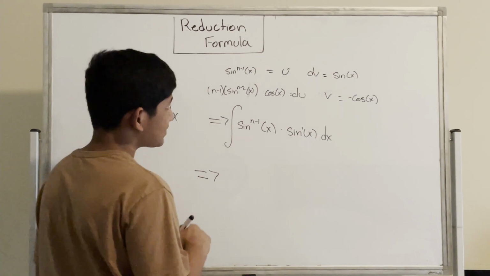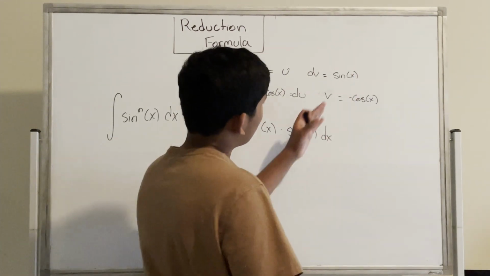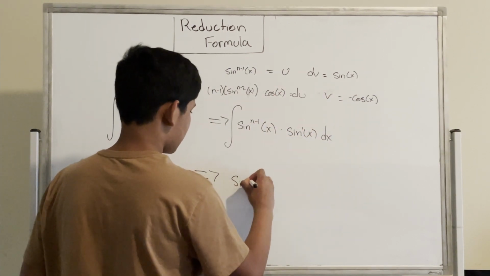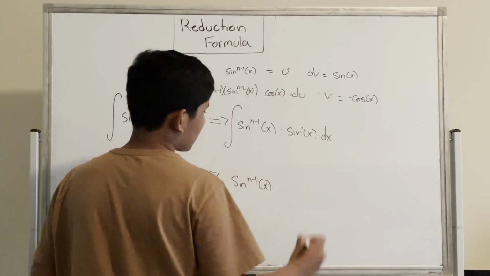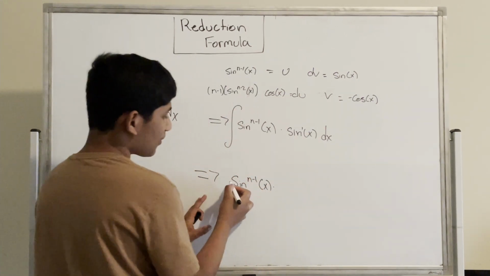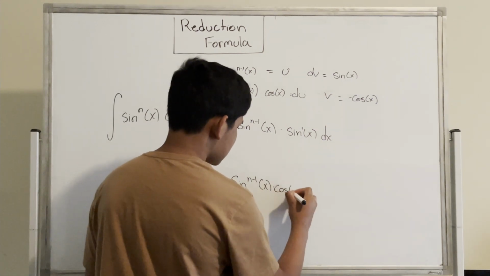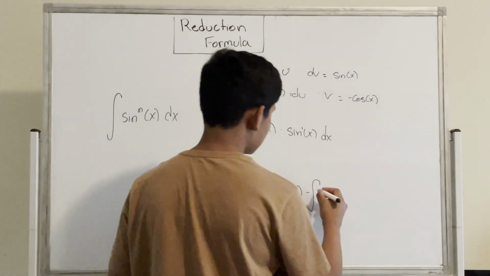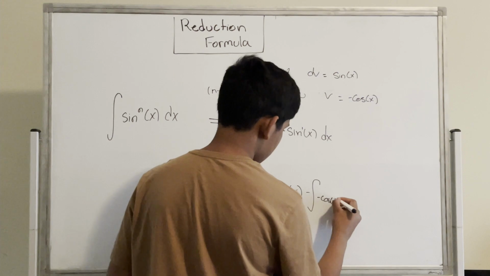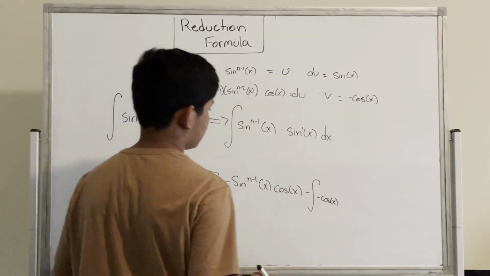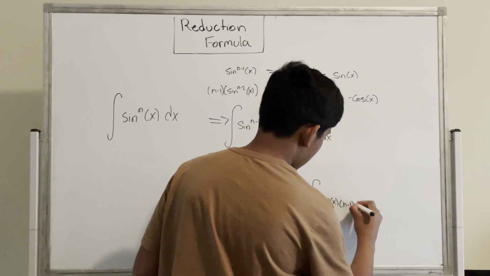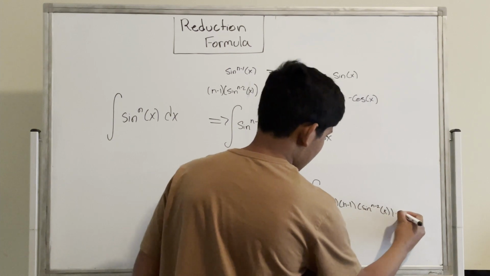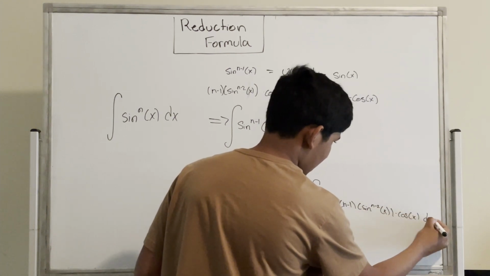Okay, so let's do this. As you can see, we take essentially u, which is sine to the n minus 1 of x, times v. Notice we'll put the minus sign in front, so cosine of x, minus the integral of v, which is minus cosine of x, du. Now, it's just this. So we have n minus 1 sine to the n minus 2 of x times cosine of x dx.